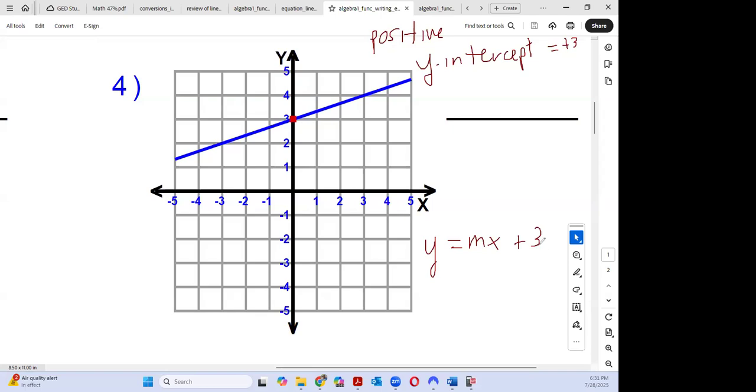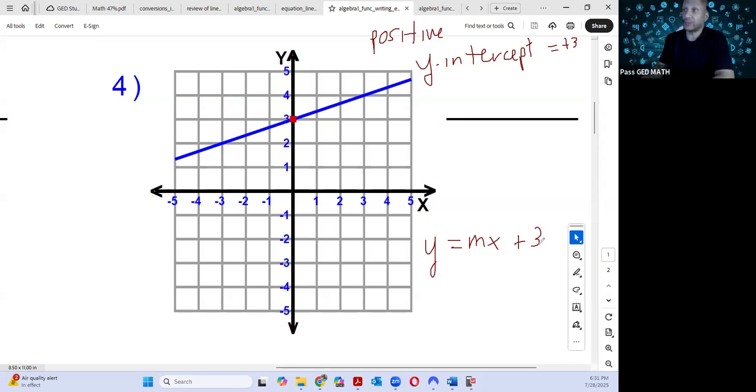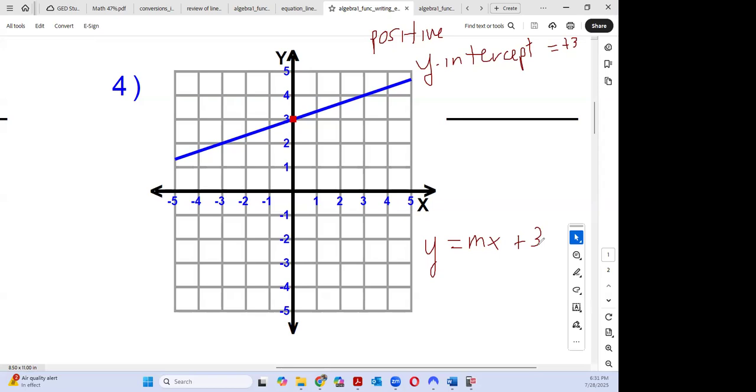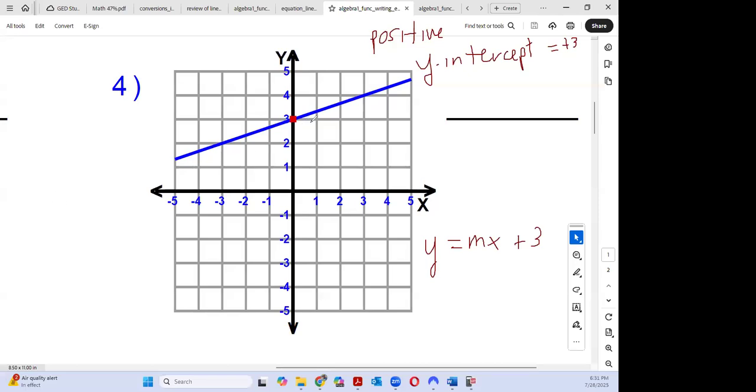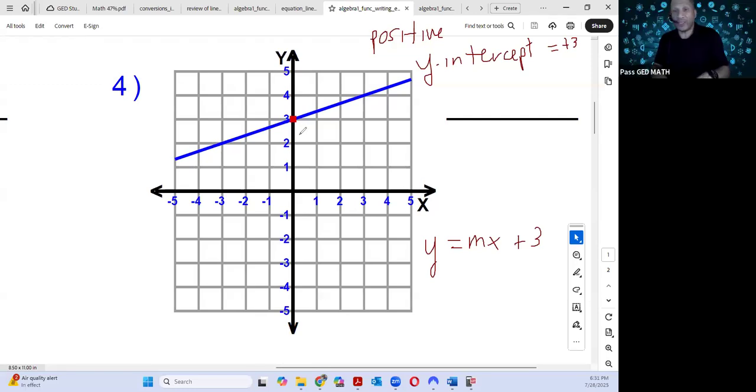Now, how many points do we need to figure out what the slope is? Two. So, how many points are given to us on this graph? Well, we only have one, right? They gave us one, the 3. But guess what? A line has unlimited points. We just got to choose one that's on the line.